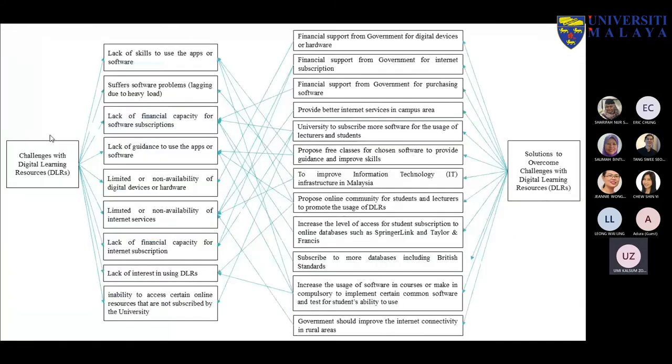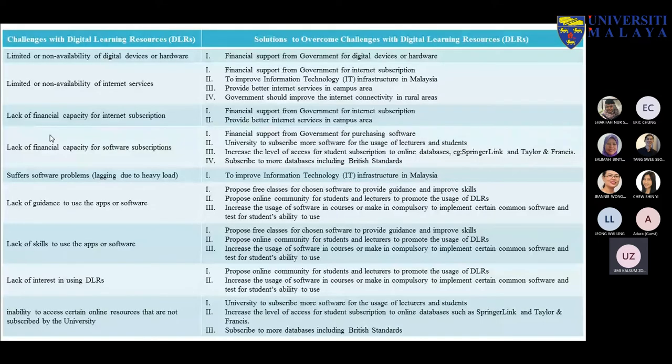So we have done the mapping to identify which solution is for which challenge, and we have come up with this table. For the limited or non-availability of digital devices or hardware, it is proposed that financial support from the government be given to buy digital devices or hardware. And for the limited or non-availability of internet services, it is recommended that financial support from the government can assist in solving this issue.